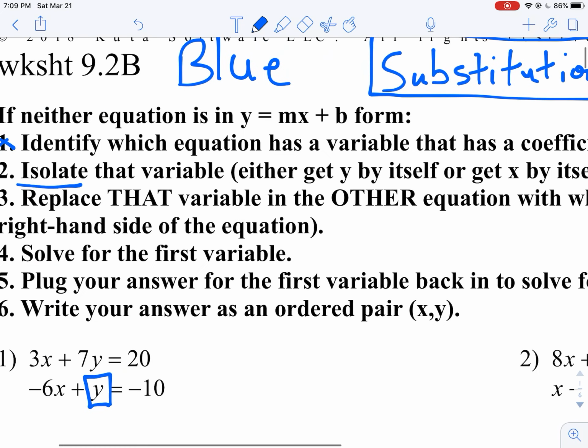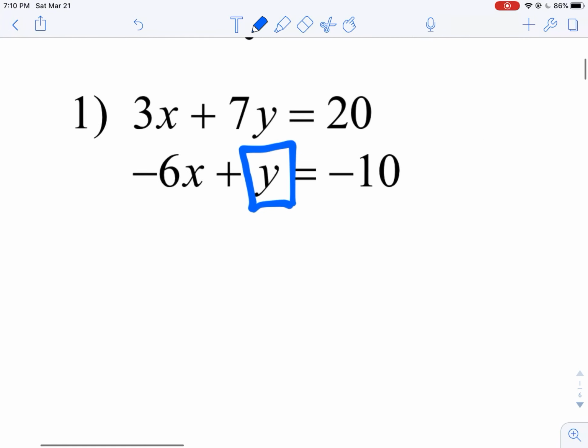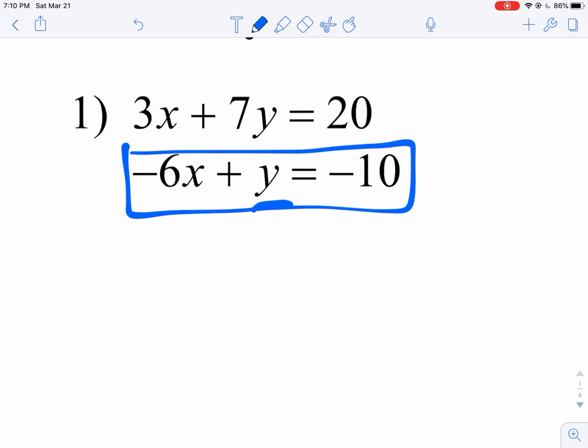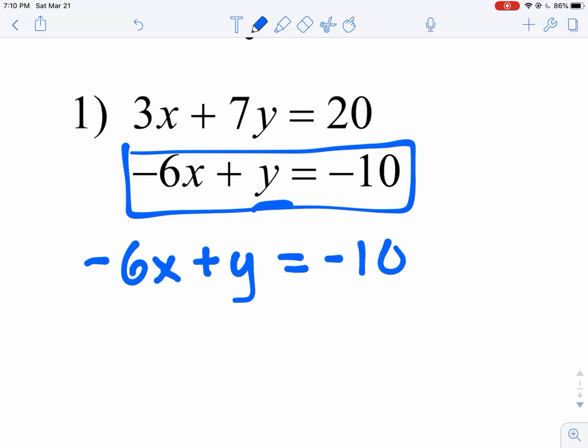Step 2, isolate that variable. Either get y by itself or get x by itself. So I'm going to take this bottom equation, and I'm going to rewrite it so that, once again, I know what I want it to look like. I want it to look like y equals, and then a set of numbers. I'm just going to make some up, like 5x minus 1. That's my goal. That's what I want it to look like at the end. So I'm going to take this bottom equation, rewrite it, and reorder it so that my y, the coefficient of 1, is by itself.